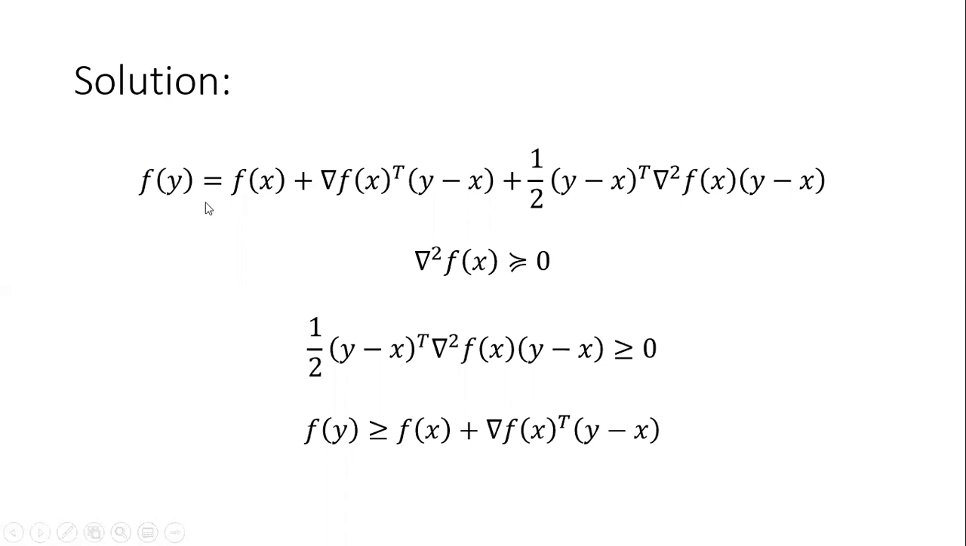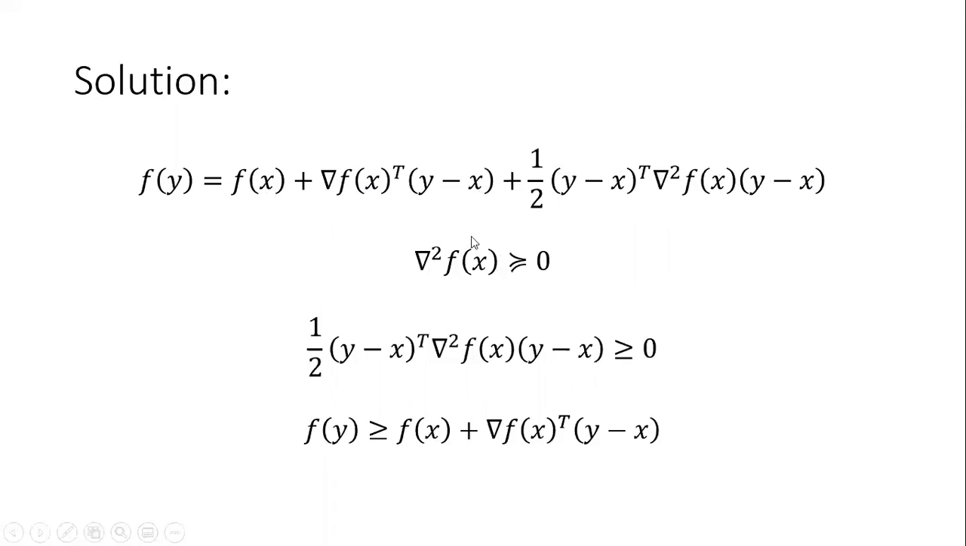We can write f(y) by its quadratic approximation. So f(y) equals f(x) plus the gradient of f(x) transpose multiplied by (y minus x), plus half multiplied by (y minus x) transpose multiplied by the Hessian of f(x) multiplied by (y minus x). This is the second order approximation of f(y).